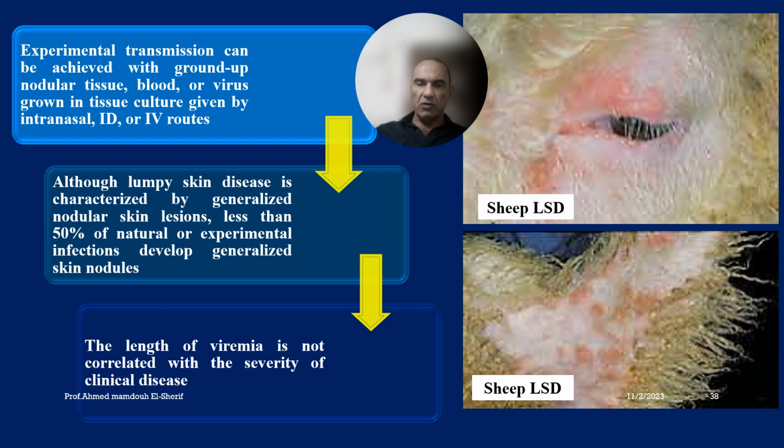And this is the shape of sheep lumpy skin disease on the face, around the eyes, and in frontal sinuses, as well as under the fatty tail. Although lumpy skin disease is characterized by generalized nodular skin lesions, less than 50% of natural or experimental infections develop generalized skin nodules, as in the case of natural infection in epidemics. The length of viremia is not correlated with the severity of clinical disease.